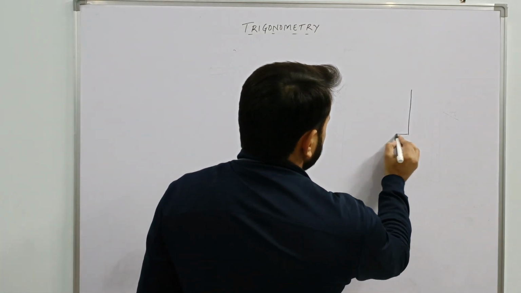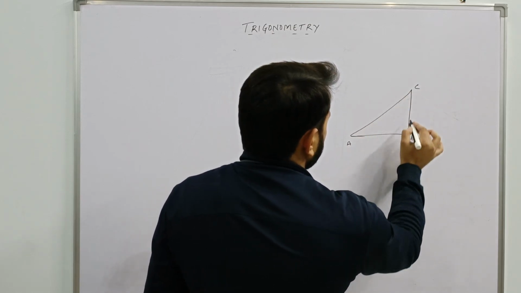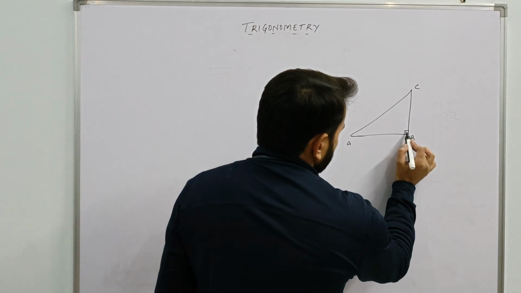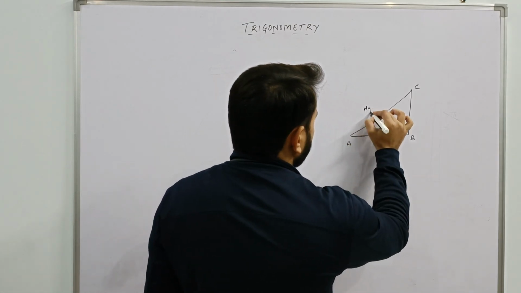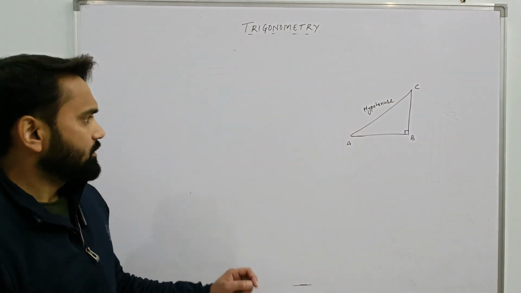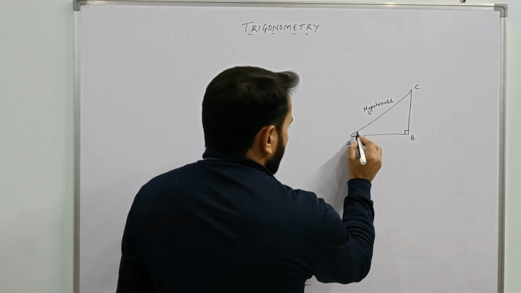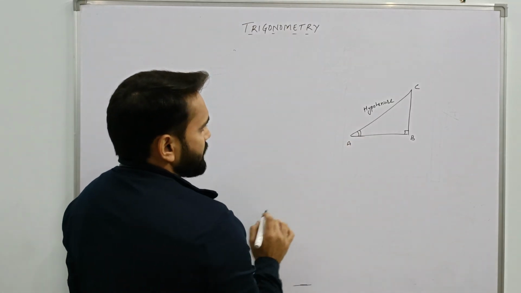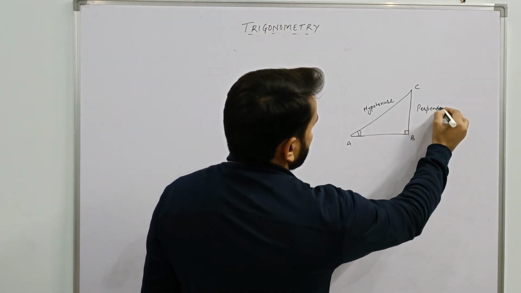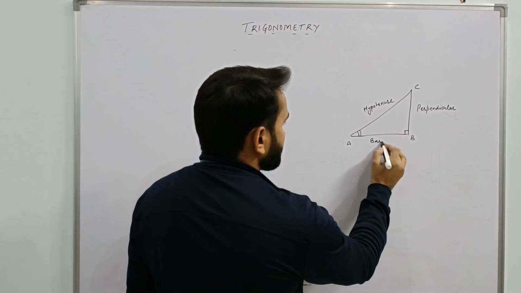Now consider a triangle ABC which is right angled at B. Now in this triangle, the side opposite to the right angle is called the hypotenuse. And we are left with two acute angles, angle A and angle C. So with respect to angle A, the side opposite to this angle is called the perpendicular, and the adjacent side is called the base.